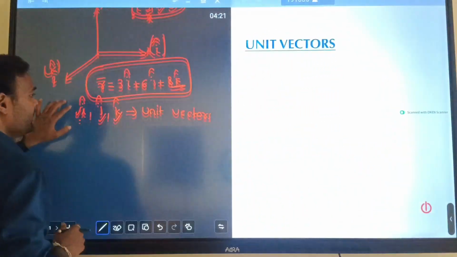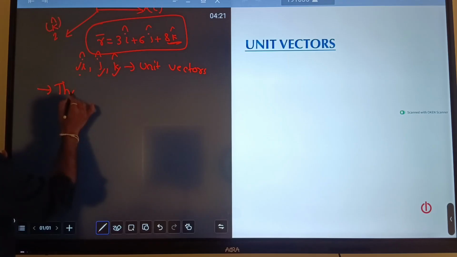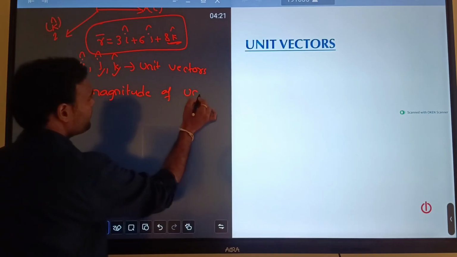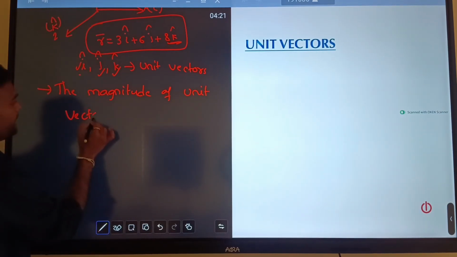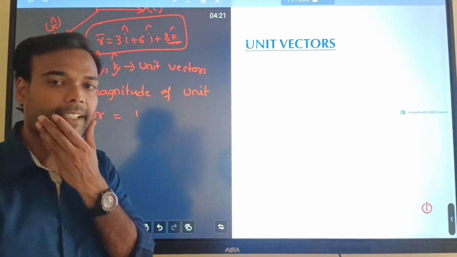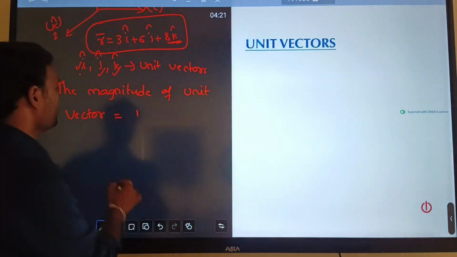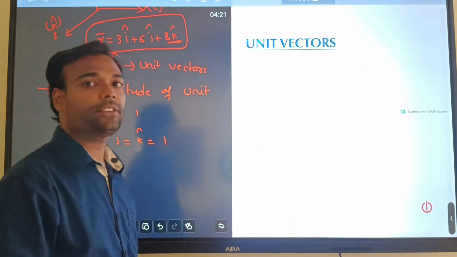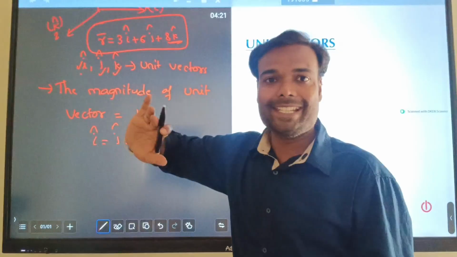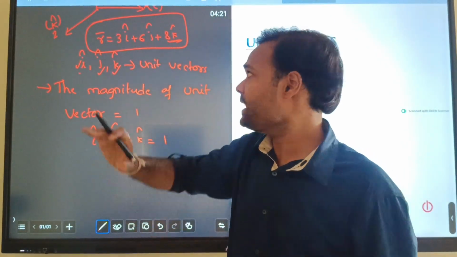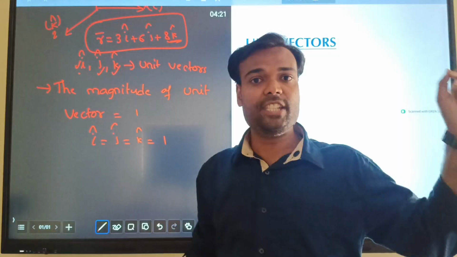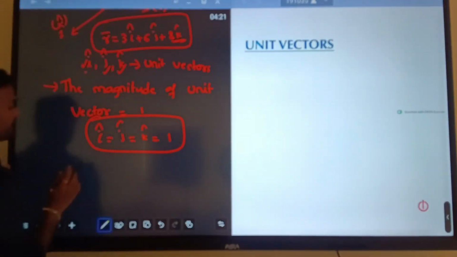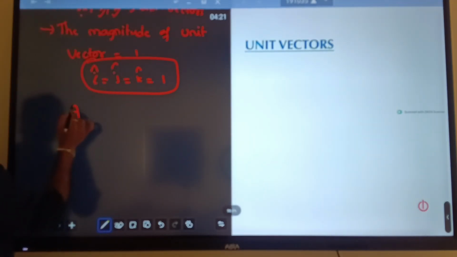The next point is the magnitude of a unit vector is 1. Here i, j, k, originally i cap, j cap, k cap, have magnitude 1. That's why they would not change the originality of the vector, but they represent in which direction this magnitude is present. Clear?